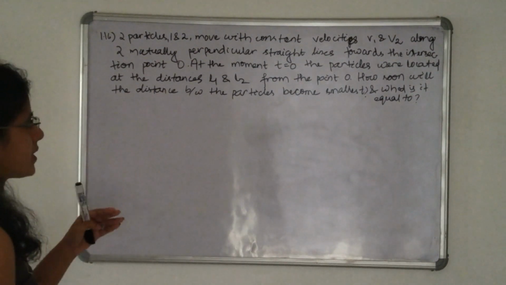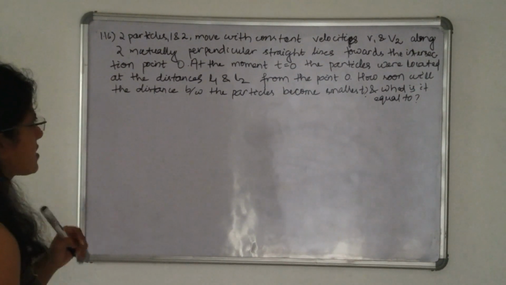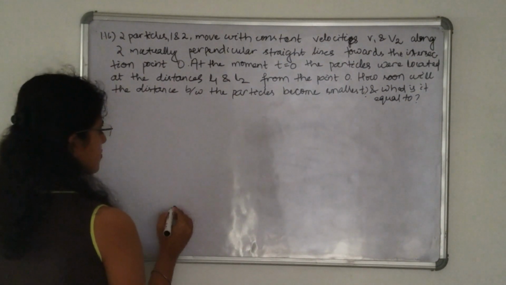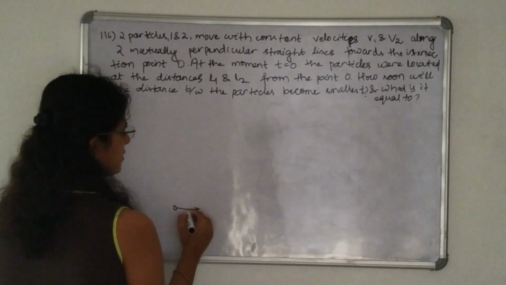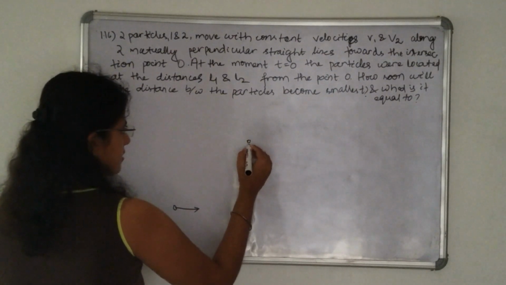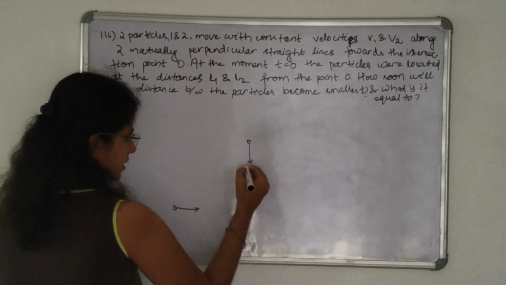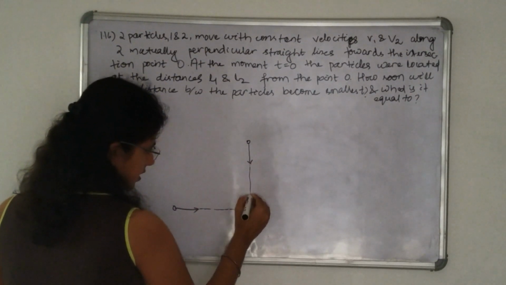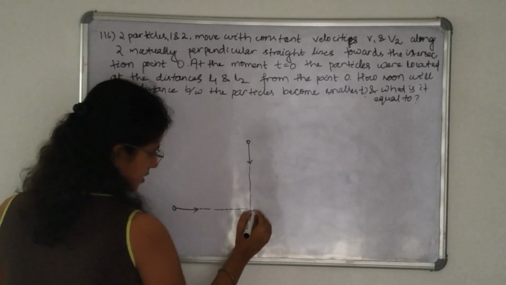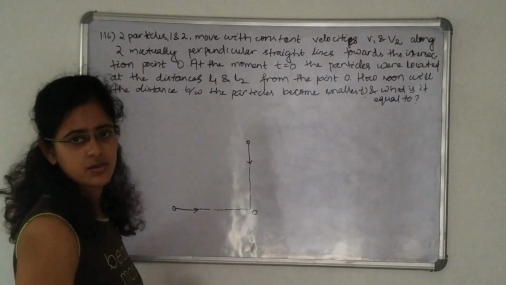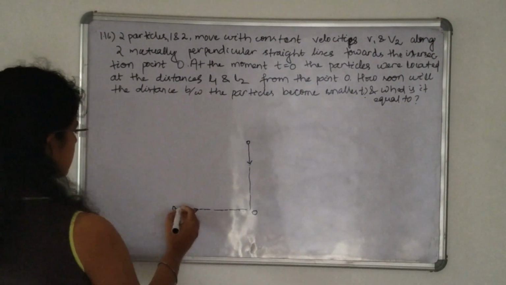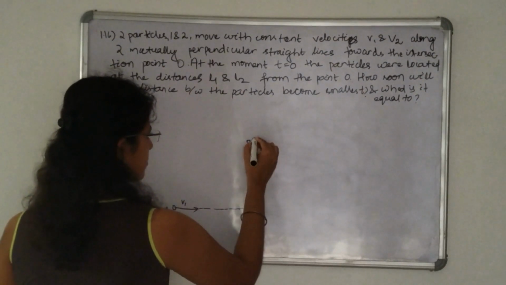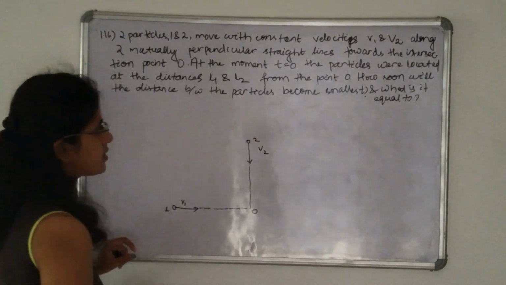Along two mutually perpendicular straight lines towards the intersection point O. Let us say here is one point, moving in this direction, and here is another point which is moving in this direction. These were heading towards the intersection point O. So it is particle 1 moving with velocity v1, and this is particle 2 moving with velocity v2.